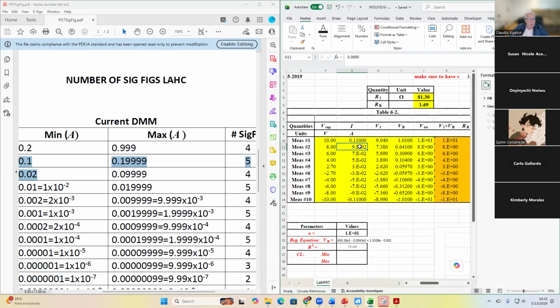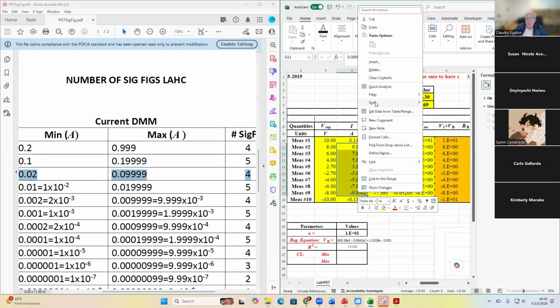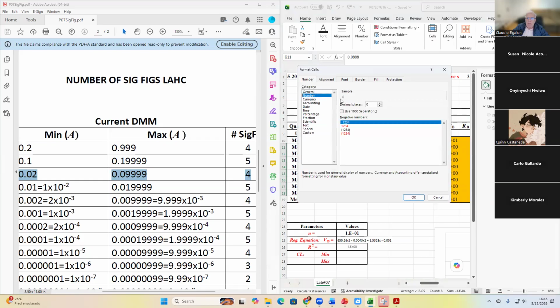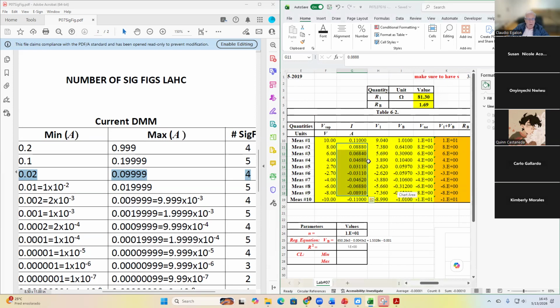Here, 0.0888, right? 0.0888 is within this range that you see here for significant figures. For this specific range of measurements, should be all of them. For significant figures should be 5 decimal places in the numeric format. 1, 2, 3, 4, 5. Let's see if we got it right. 1, 2, yeah, 4 decimal places for significant figures. That's so I did it for everyone, right?